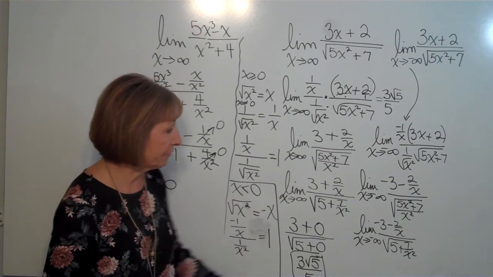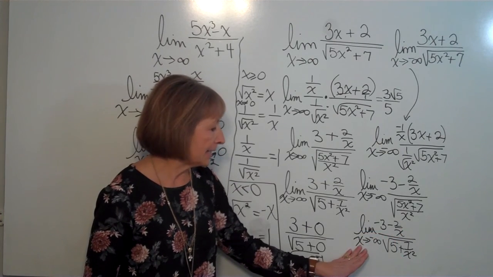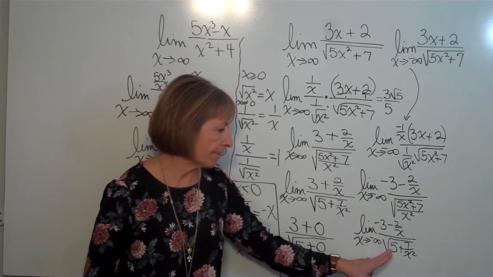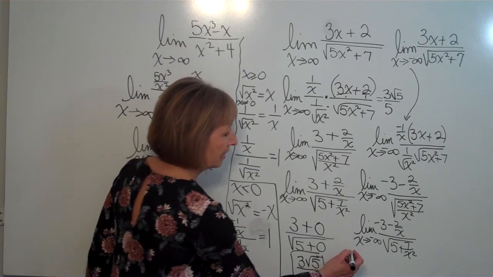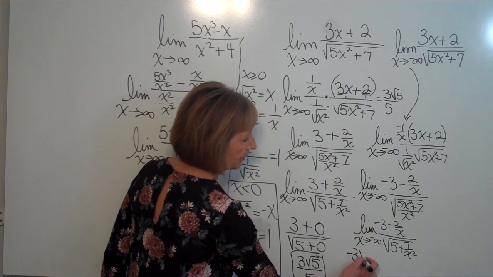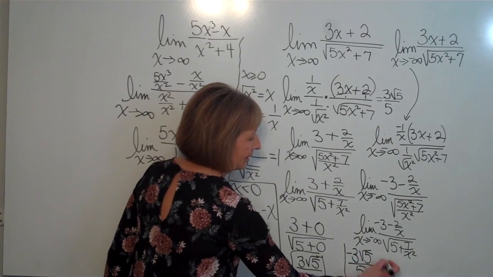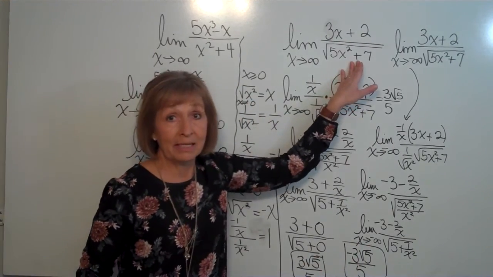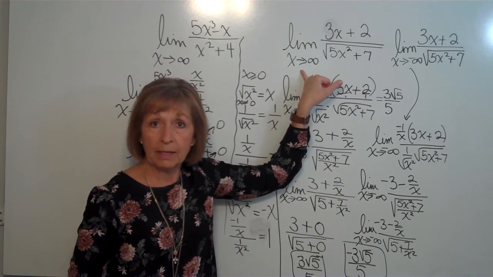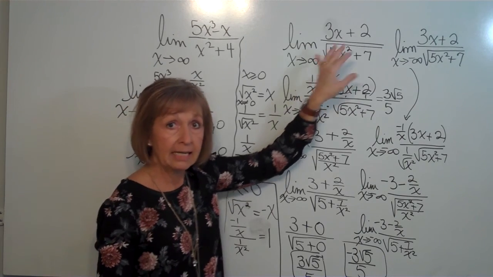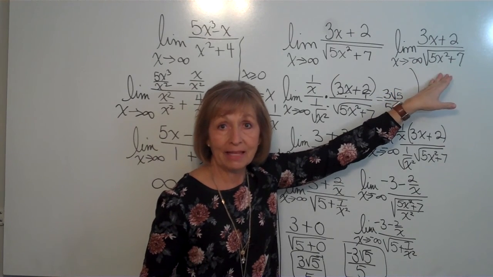And then as x approaches negative infinity, my numerator is going to be negative 3 minus 0, or negative 3. My denominator is going to be the square root of 5 plus 0, or the square root of 5. And so when we rationalize that, we're going to get negative 3 times the square root of 5 all over 5. So I took the limit of the same expression in both of these. It's just that the first one we went to as x approaches positive infinity of that expression, and then the second one was the limit as x approaches negative infinity of that expression.